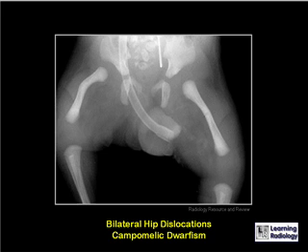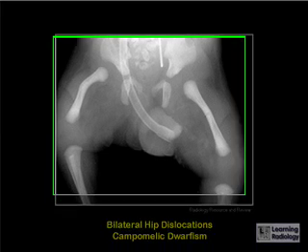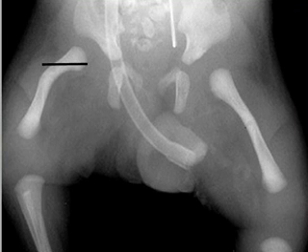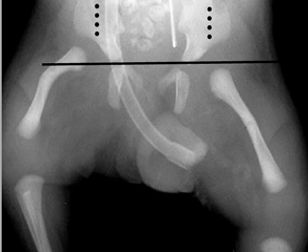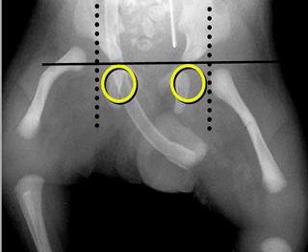Here's another child with bilateral hip dislocations who has campomelic dwarfism. If we draw the horizontal line or the Y line and then drop our two perpendiculars, we can see that the femoral heads, were they to be ossified, would not lie within the lower inner quadrants where the yellow circles are. So both of these heads are dislocated.